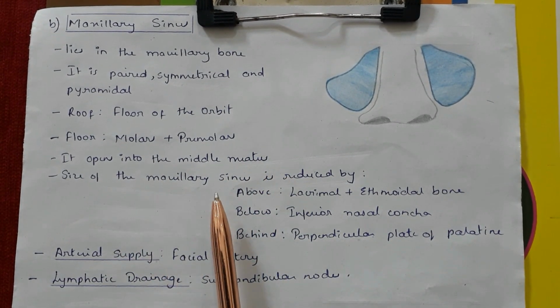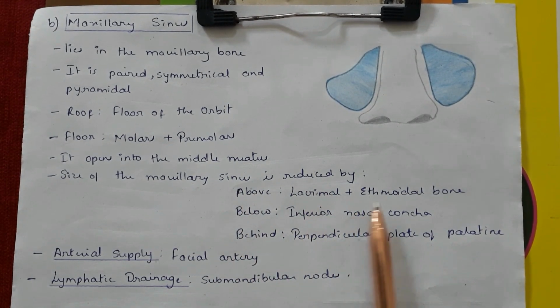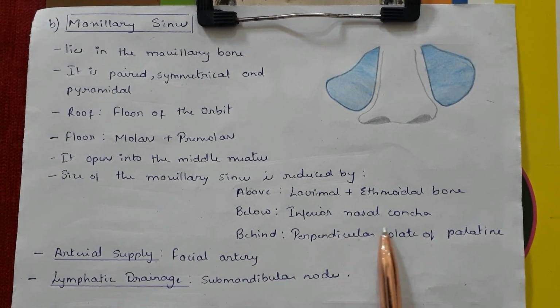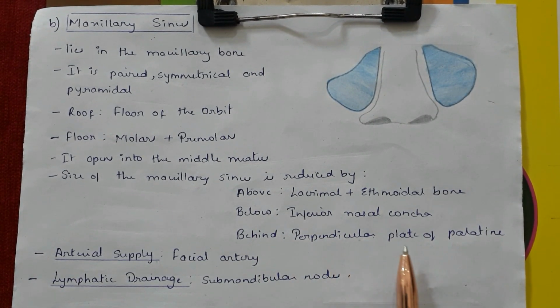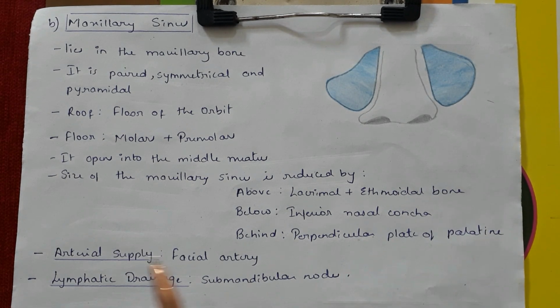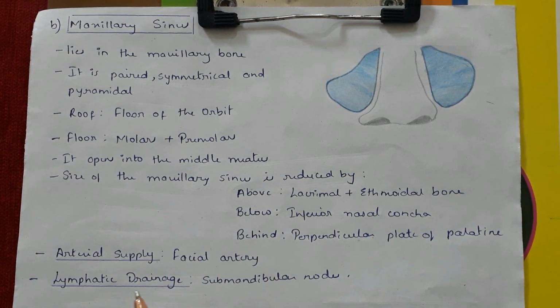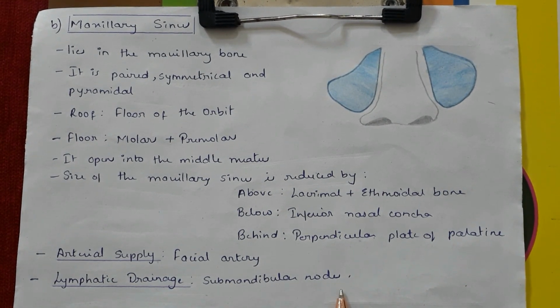The size of the maxillary sinus is reduced above by the lacrimal and the ethmoidal bone, below by the inferior nasal concha, and behind by the perpendicular plate of palatine. The arterial supply is by the facial artery. Lymphatic drainage is in the submandibular lymph nodes.